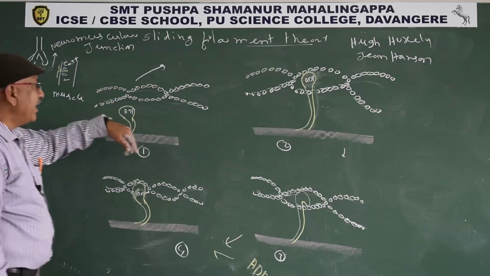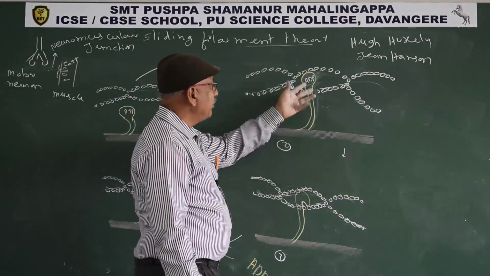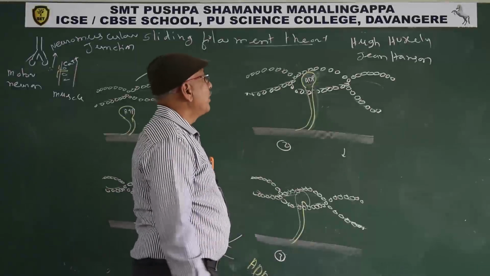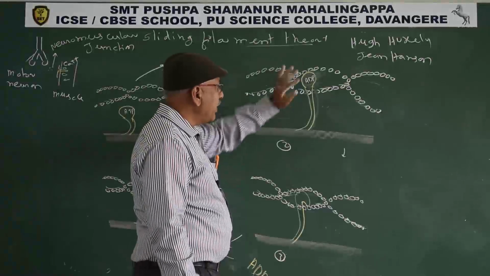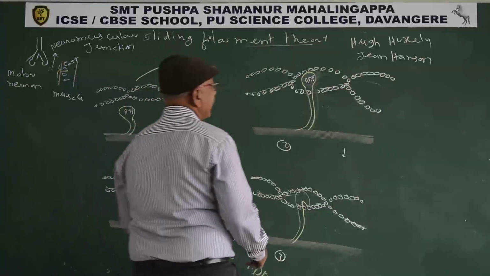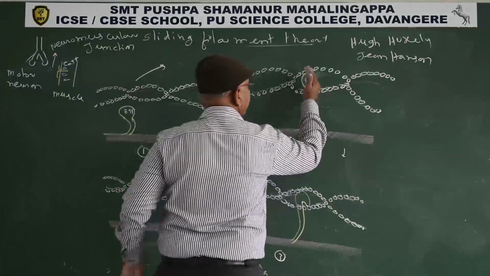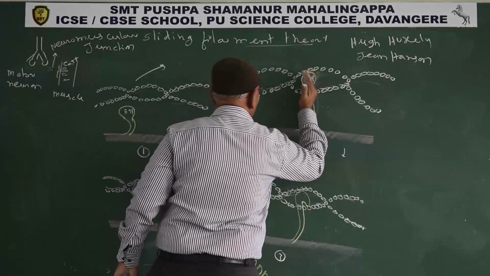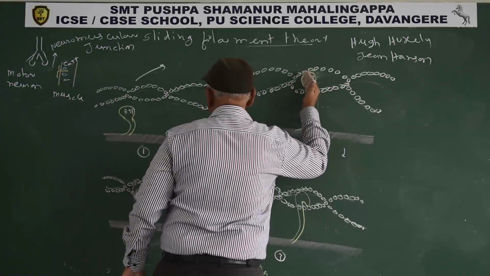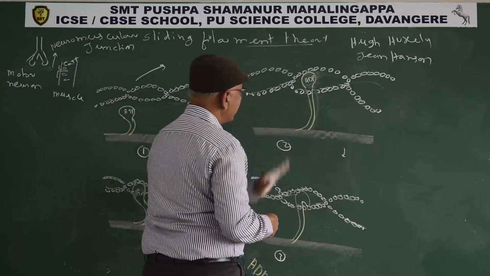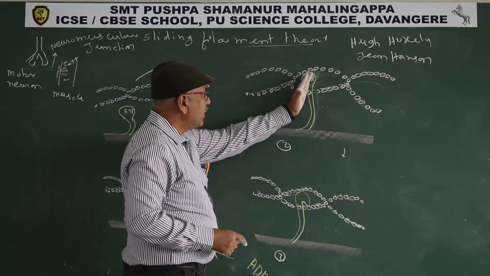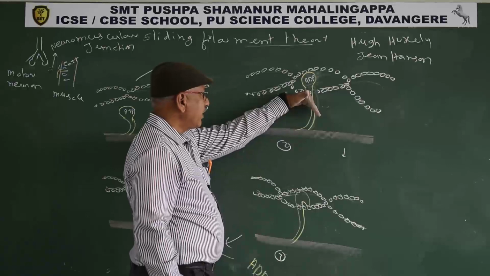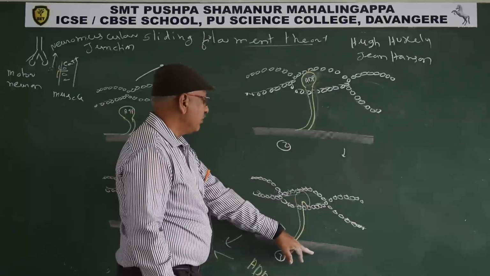Now the myosin head, in the absence of ATP, means in the presence of ADP, binds to the actin protein. So now the myosin head attaches to the actin protein. Now the myosin head pulls the actin filament towards the myosin filament, like this.